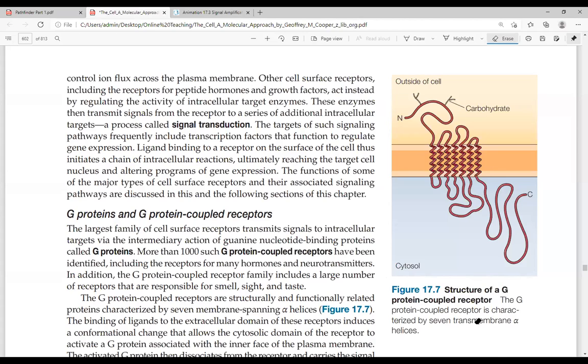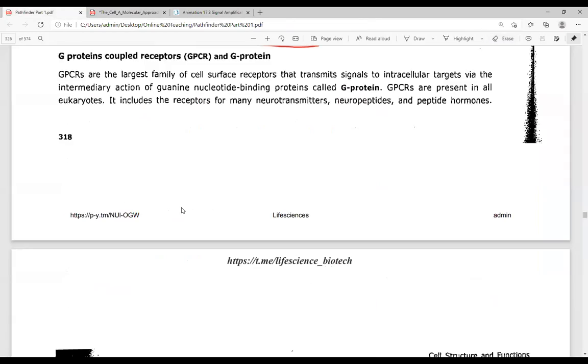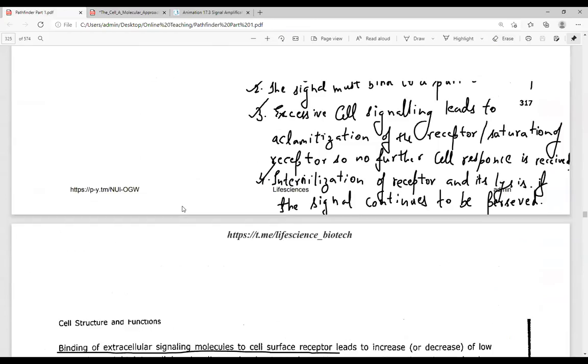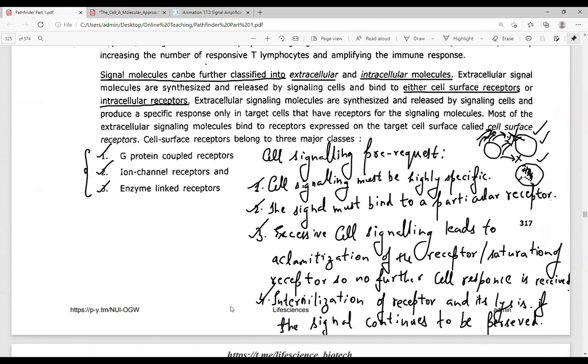In this video tutorial, we are going to talk about the first class of signaling molecules which are present in a eukaryotic cell. Those classes of signaling molecules include the GPCR, G protein coupled receptors, the ion channel receptor and the enzyme linked receptor.